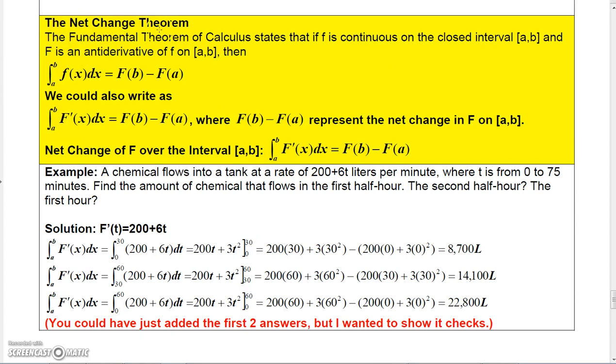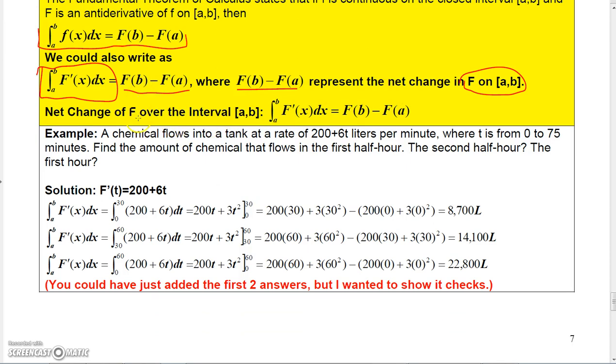Okay, there's a net change theorem here that says the fundamental theorem of calculus states that if f is continuous on the closed interval from a to b and F is an antiderivative of f on a to b, then we know this is true. But we could also write that if you integrate f prime of x dx, where f is the antiderivative, we get f of b minus f of a, where f of b minus f of a represents the net change of f on the interval from a to b.